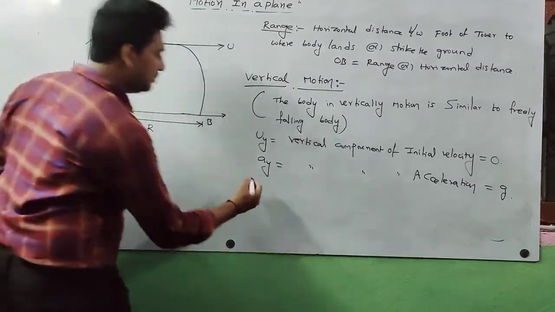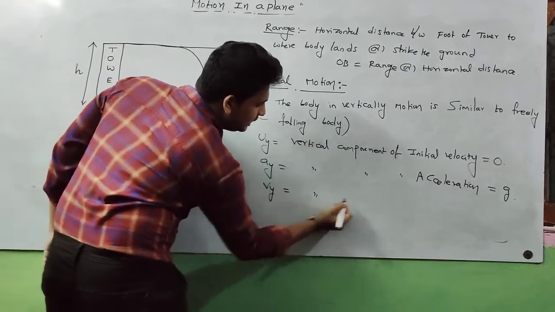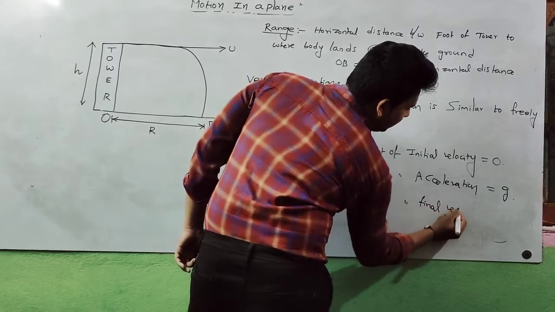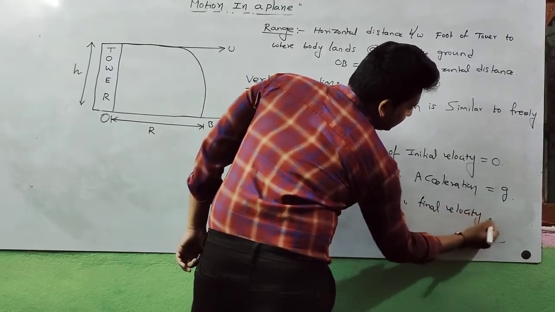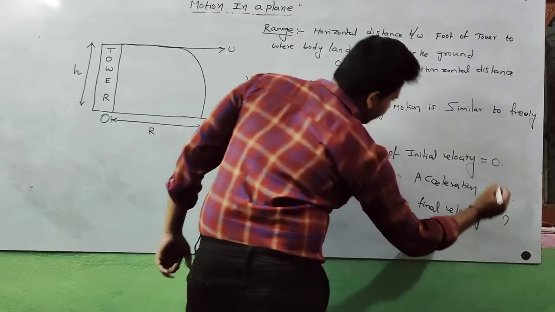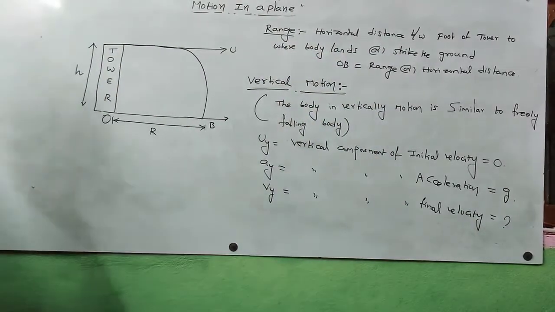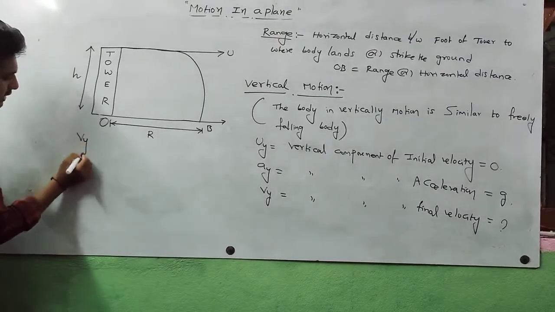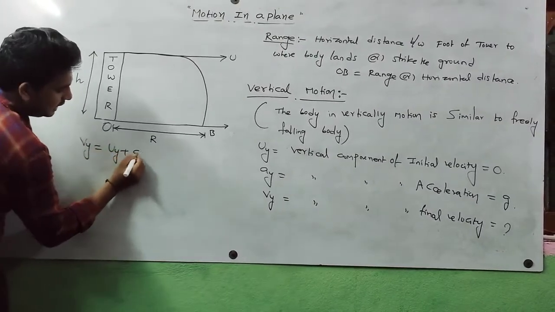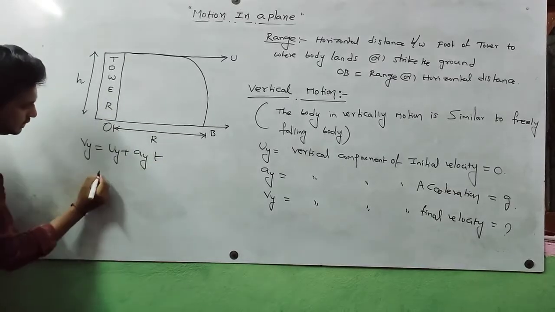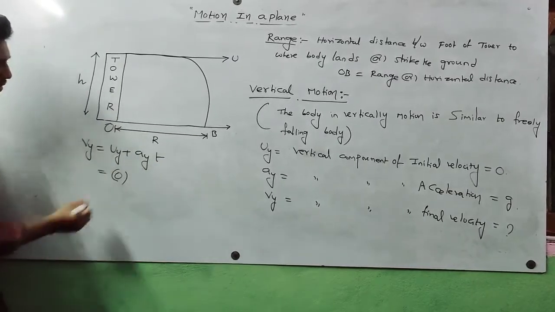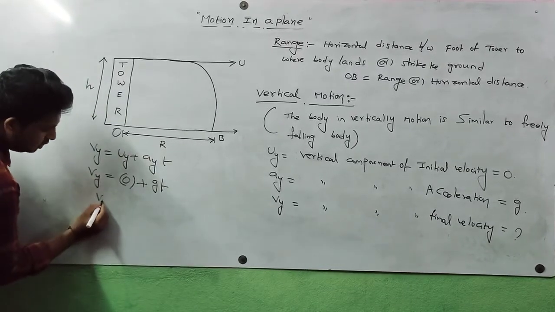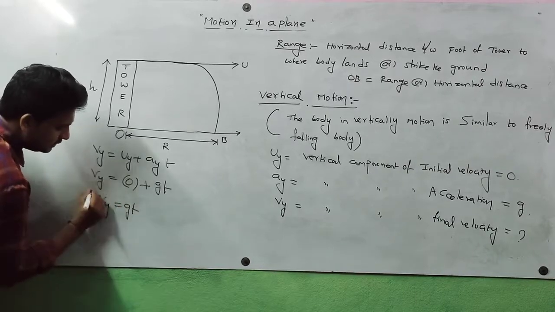So then vy means the vertical component of final velocity. We need to find how to find vy here. For finding vy: vy is equal to uy plus ay into t. So uy means 0 plus ay means g into t. That means vy is equal to g into t.